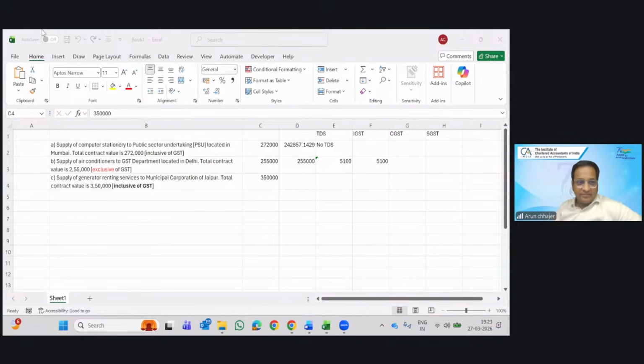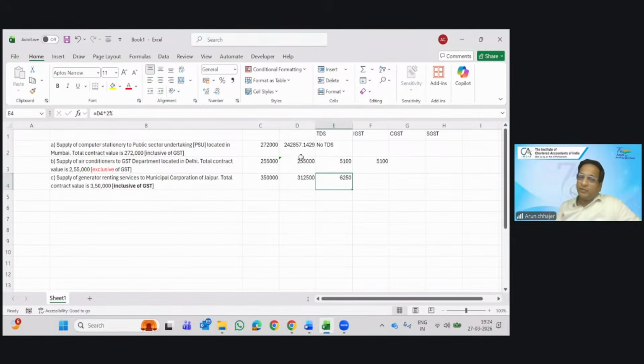So I have received 1 or 2 replies. Give me the amount. Bala Murugan has given the amount. Adil Khan has given the amount correct. So I can say that again I will do the backward calculation. Divided by 112 multiplied by 100. So amount comes 3,12,500. I will multiply by 2% because the supplier is located in Jaipur and recipient is also located in Jaipur.